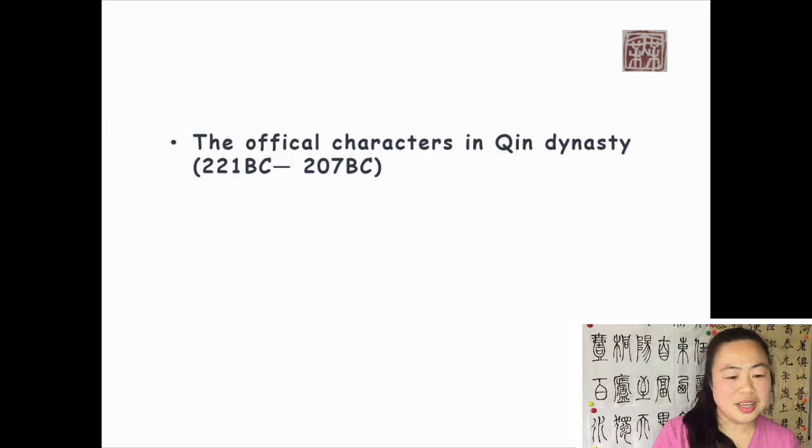The 小篆 is the official character in Qin dynasty. It was between the year 221 BC to 207 BC, which was the dynasty that the Great Wall was built. So now you know it. And the first emperor in China also came from that dynasty.